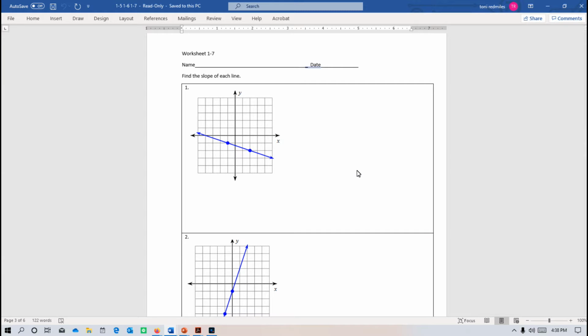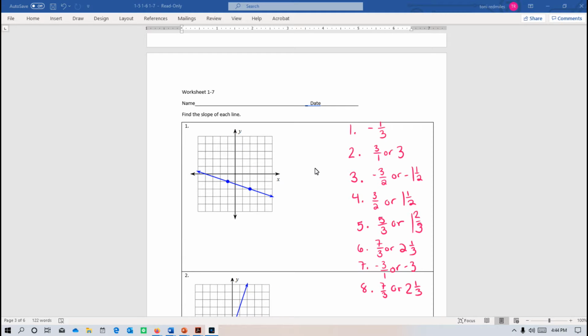Alright, this video is for worksheet 1-7 for the language of linear equations, and in it we're going to be finding the slope using rise over run. So you guys know the drill that are in my class. I'll pause and you can grade your work.